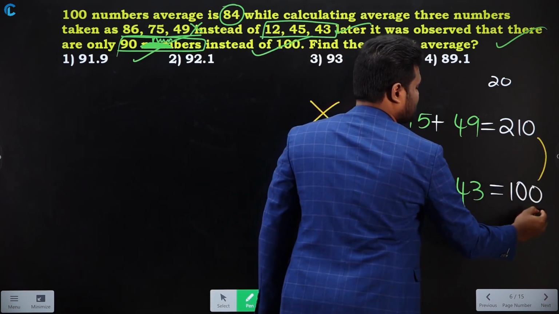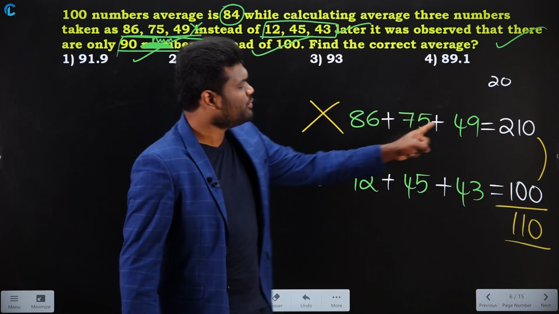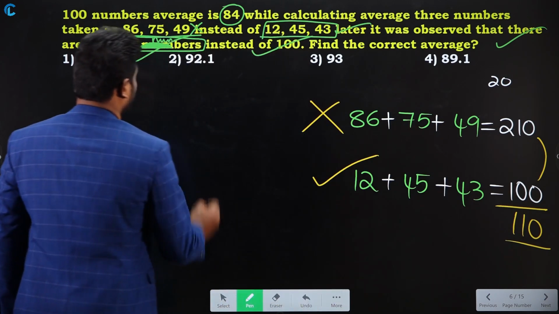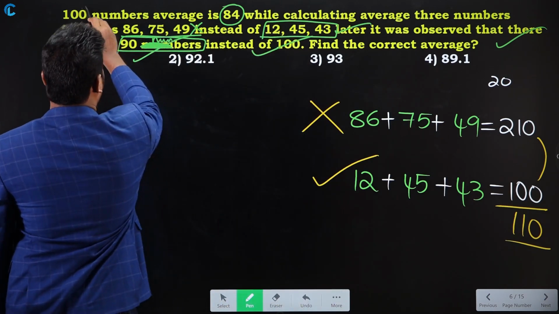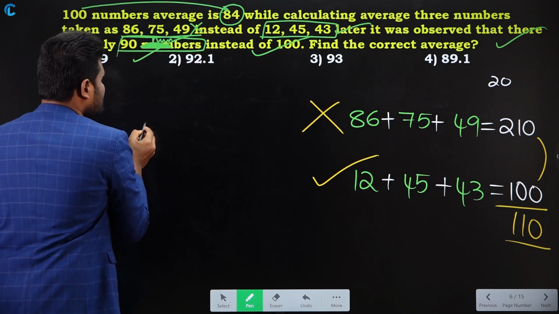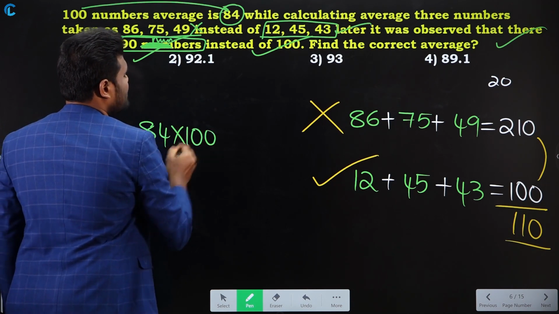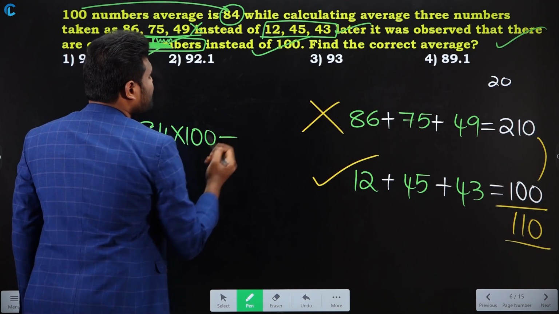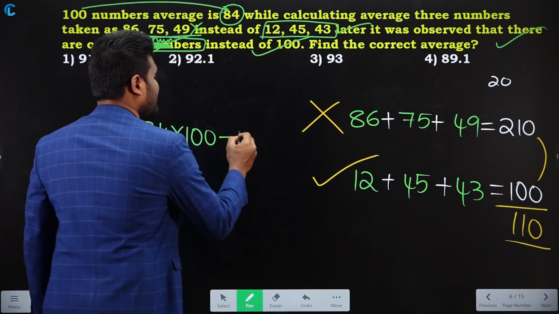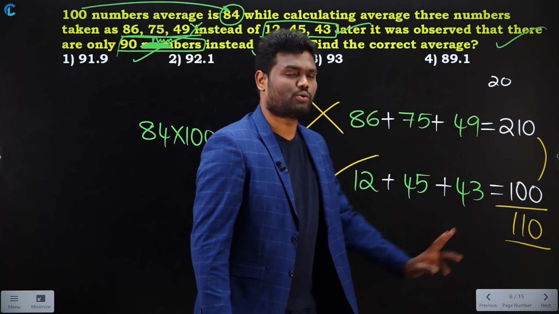If you take the difference, what is the difference here? The difference is 110. As the wrong value is more, you need to subtract this. So let us calculate. The actual sum of 100 numbers, as the average is 84, is going to be 84 into 100. From this you need to subtract how much? 110. Why? Because we are getting a 110 difference and the wrong value is more, so subtract 110.